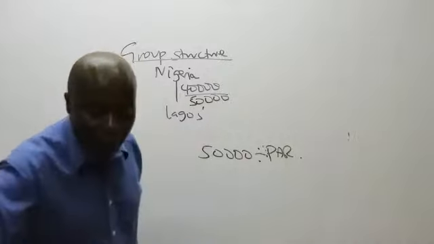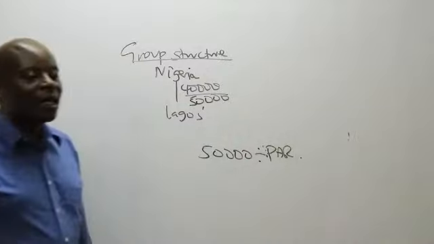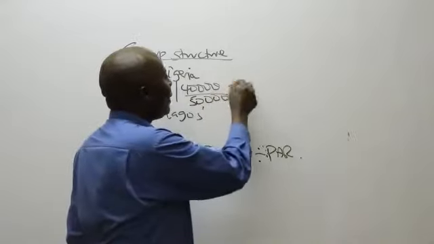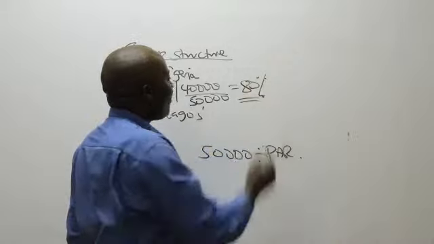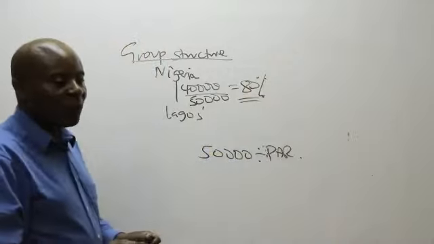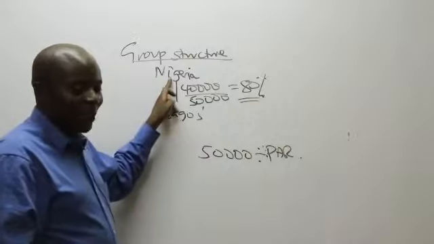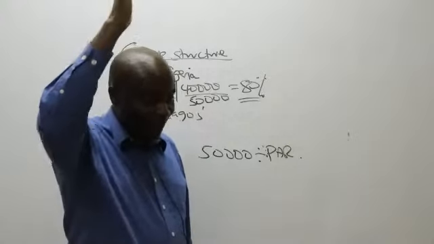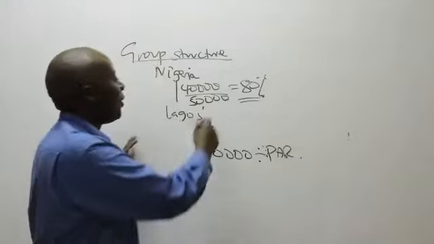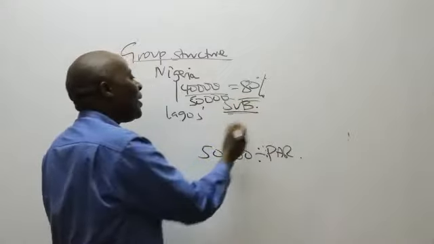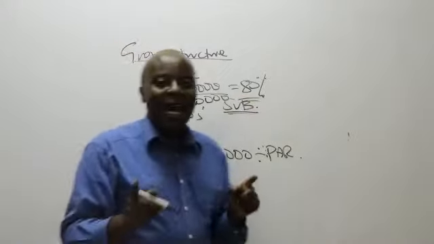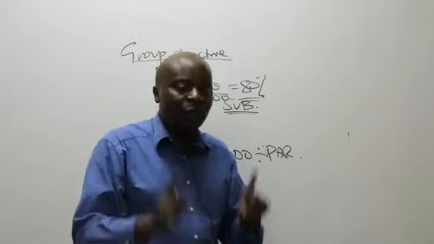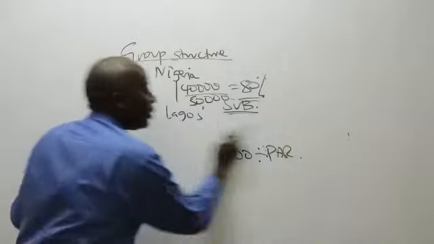So what is 40,000 divided by 50,000 times 100%? It comes to 80%. So with 80% shareholding, automatically, ladies and gentlemen, Lagos becomes who to Nigeria? 80% is quite high. It becomes a subsidiary. And if it becomes a subsidiary, the first thing I will do is go to the balance sheet of the subsidiary. That is the next step.